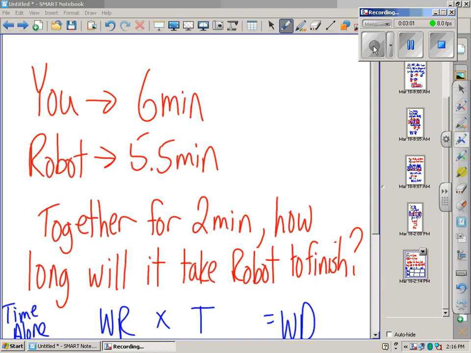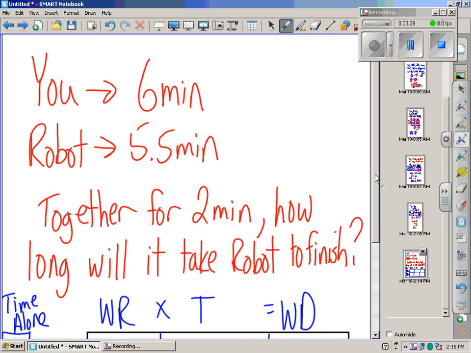The next type of problem is, again, a work rate problem, but you do not work the same amount of time, so the times are going to be different. It takes you 6 minutes to rake the lawn. Your robot that you just bought takes only 5.5 minutes. You worked together for 2 minutes, and then you got tired, and you let the robot finish the job. So the question is, how long would it take the robot to finish the job by itself?